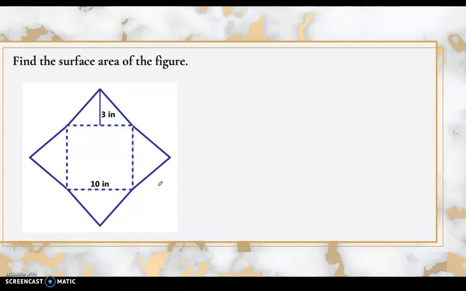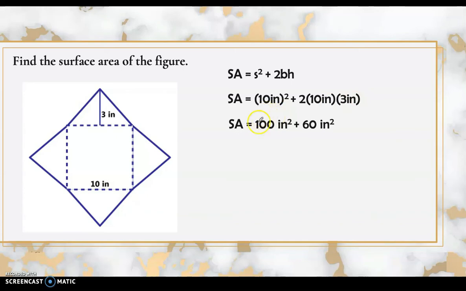Next, we have here the net of a pyramid, which is also a square pyramid. So using the formula, s squared plus 2 base times height is the surface area of the square pyramid. Substitute 10 inches, squared, plus 2 times the base, 10 inches, times 3 inches for the height of the triangle, or the slant height of the pyramid. So we have 100 square inches plus 10 times 3 is 30, times 2, we have 60 square inches. Therefore, our surface area of this figure is 160 square inches.